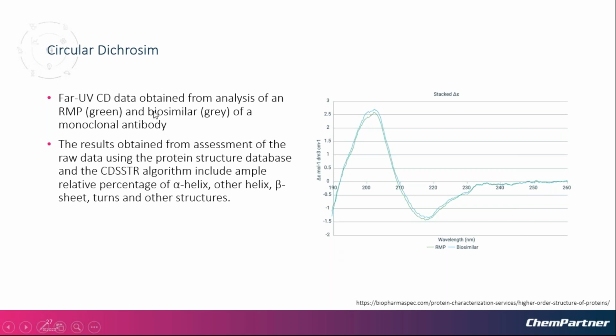This is the far UV CD data obtained from the analysis of the RMP and a biosimilar of the monoclonal antibody. The RMP means the reference medicinal product. You may ask me, what conditions favor deamidation? Let me talk about the deamidation afterwards. Here in this panel, it suggests that the secondary structures of these two samples analyzed are comparable because they overlap.